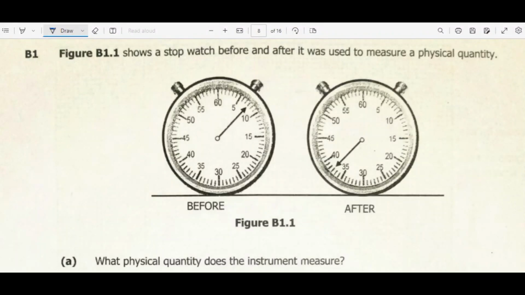Welcome guys. In this lesson we are just going to focus on question 1 and 2 from science paper 1 for the year 2023 for the internals, and these two questions are coming from section B of the same paper.